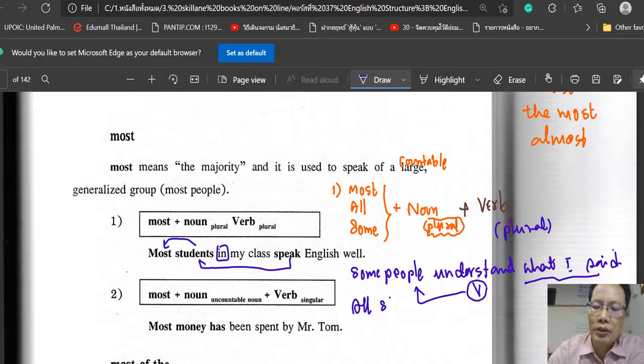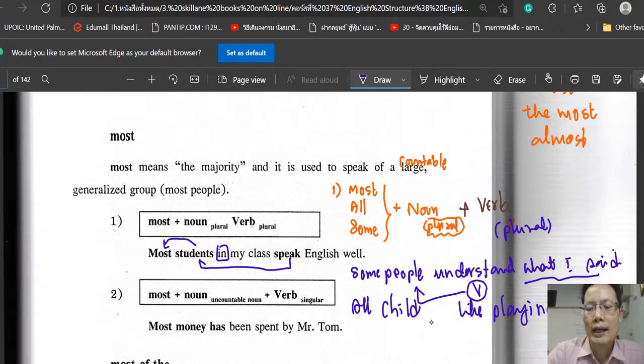And if we use "all" with student, maybe "all child", can you use this? All child like playing game. Is it possible? No, it is not possible, because when "most" or "some" is used with a plural countable noun, the noun must be in plural form. "Children" will be correct. Okay, that's all.